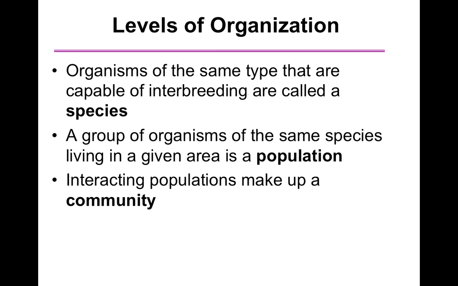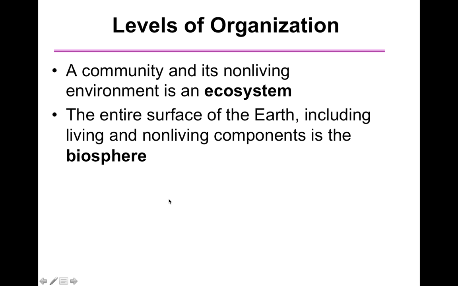Organisms of the same type that are capable of interbreeding are called a species. A group of organisms of the same species living in a given area is a population. Interacting populations make up a community. So you have a species first, and then from species you have populations, and from populations you have a community. A community and its non-living environment is an ecosystem. So an ecosystem is a community and its non-living environment.